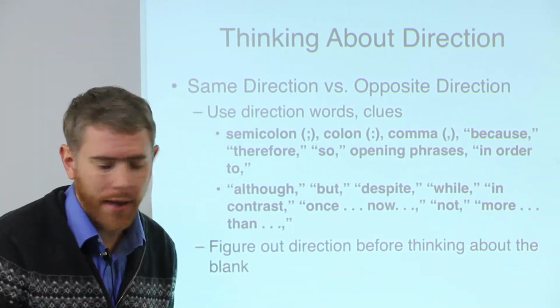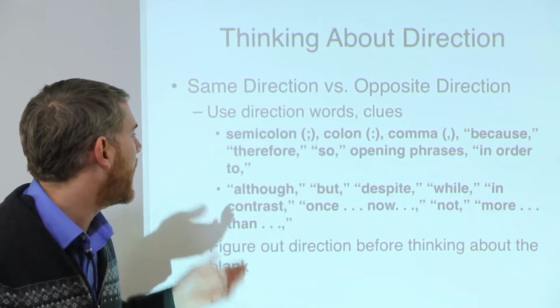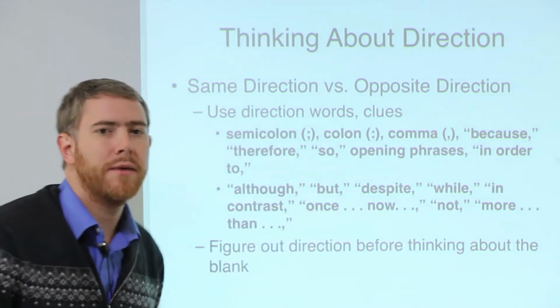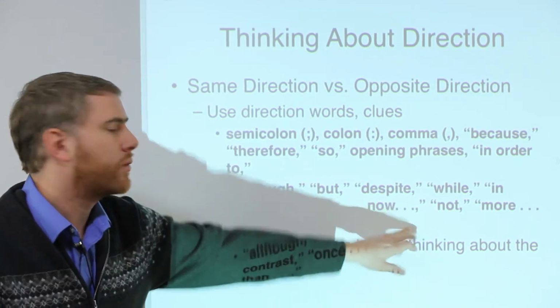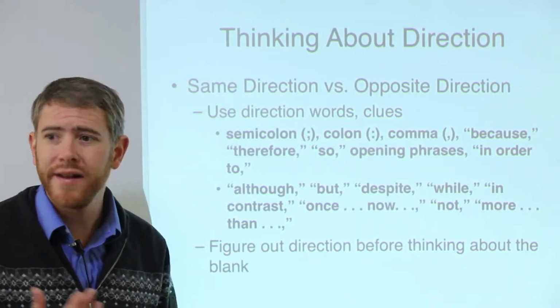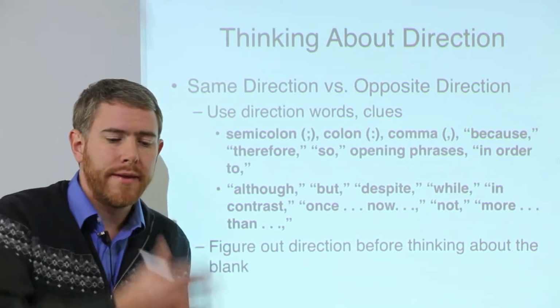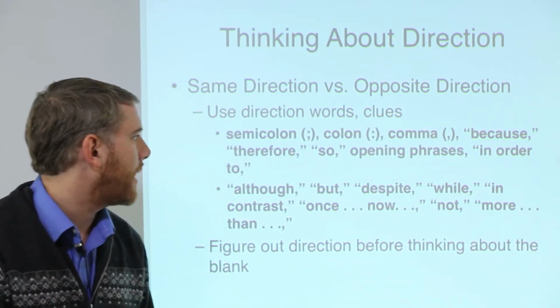These are pretty easy to spot. We got although, but, despite, while, and contrast. We talked about these a little bit in the writing section. Once a runner, he is now a swimmer. So that's a contrast, right? Even though there's no but or although, you have a before and an after, and that indicates a contrast.